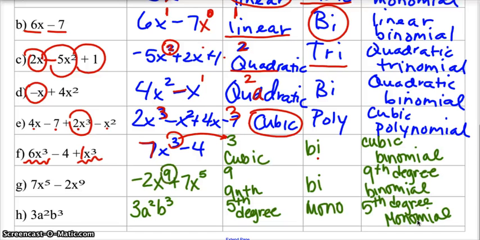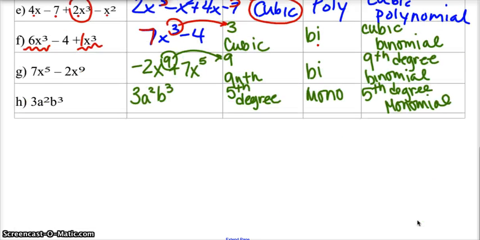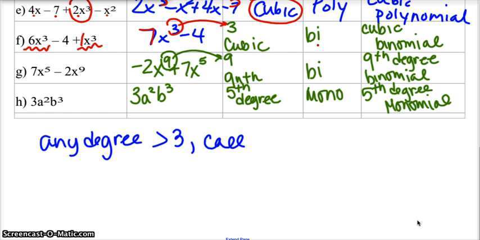Its highest exponent is a 9, and we're actually going to call anything with any degree larger than 3 by, I'm going to use letter n, so nth degree. And n is to be replaced with any value that you have. So because this had a value of 9, it's a 9th degree. It has 2 pieces, so it's a binomial.